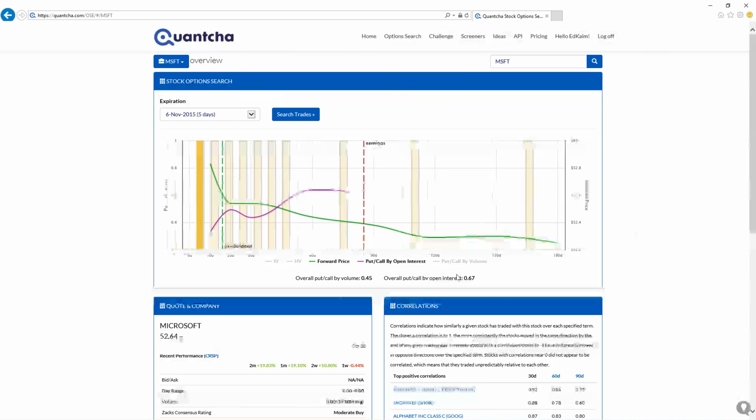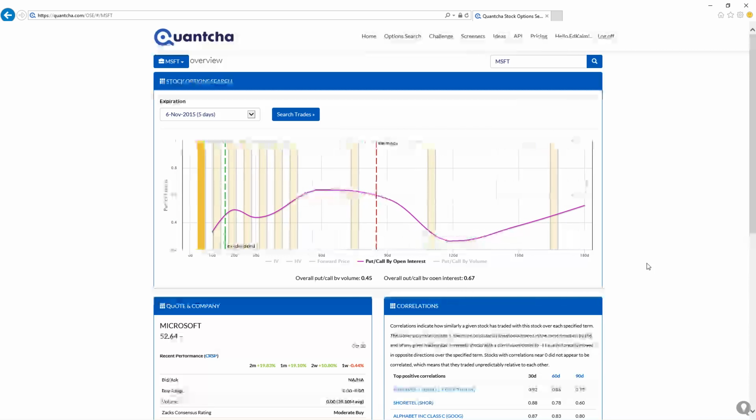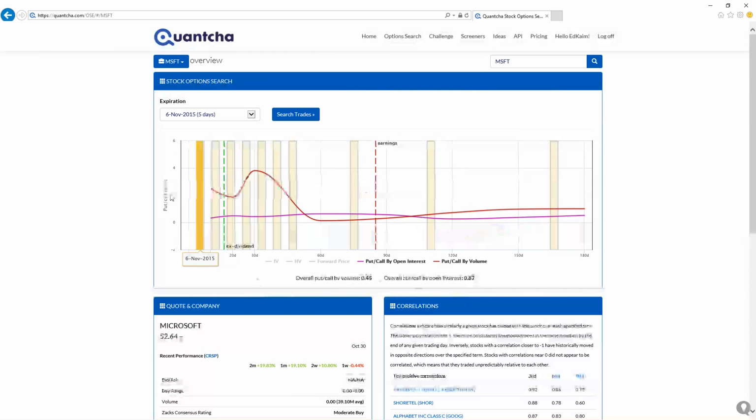So let's also take a look at this put call. We'll get into the put call ratio in a second, but just so you're aware of it, we've got put call by open interest as well as put call by volume, and you'll be able to see what those ratios are for the particular stocks. And we also have down here the overall put call by volume. So this is if you took all the outstanding options, what the put call is by volume and the put call by open interest for Microsoft right now.